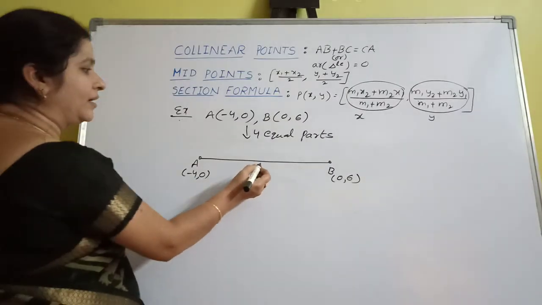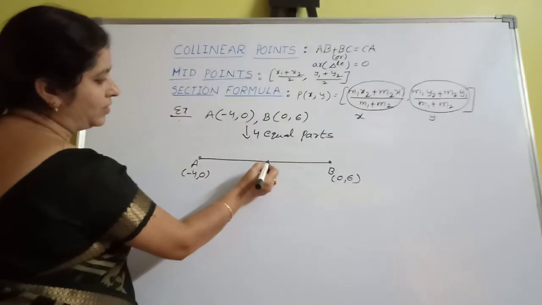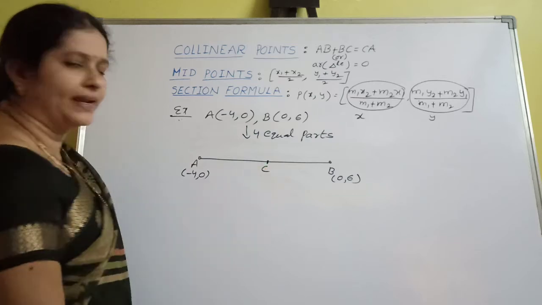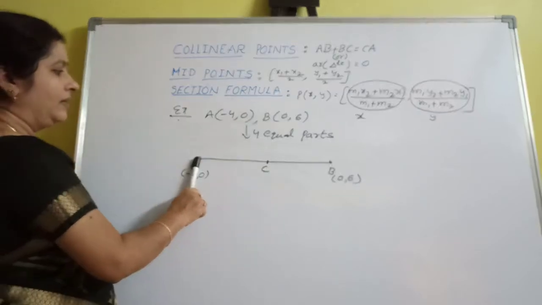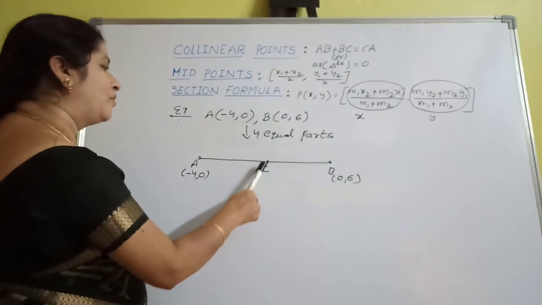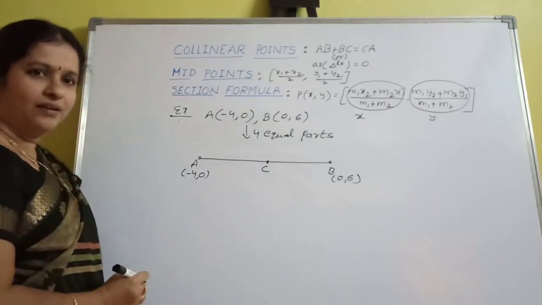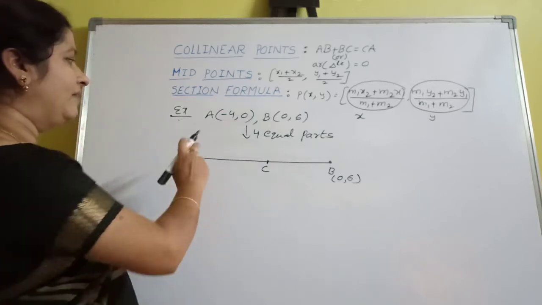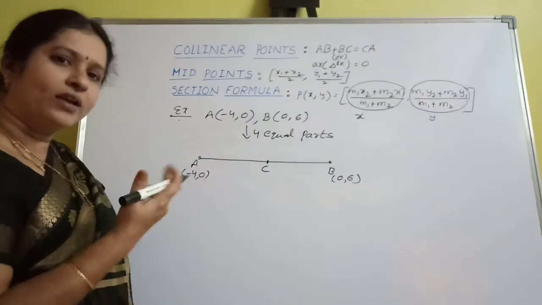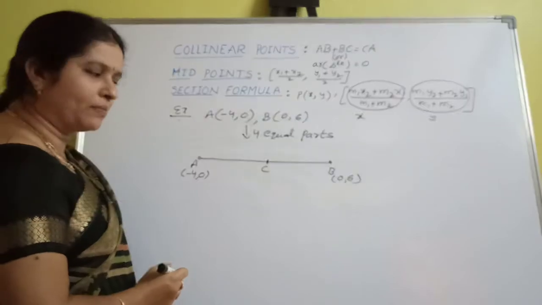Suppose here we are taking the midpoint of AB. Let it be C. The midpoint divides the line segment into 2 equal parts only. What is the question here? Divide the line segment into 4 equal parts. So how can we divide the line segment into 4 equal parts?